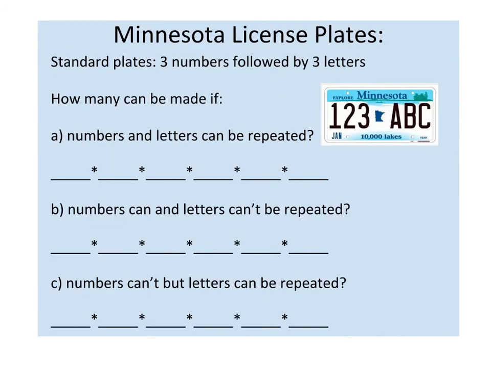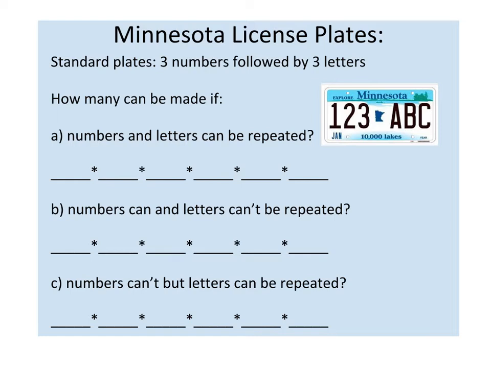Let's take a look at another example. In this example, we're going to be looking at license plates. Let's say that a license plate has 3 numbers followed by 3 letters. How many different license plates can be made if numbers and letters can be repeated? So what we've done is set up a decision chart. There's 3 numbers, so we have 3 blanks there, and 3 letters, so we have 3 blanks there.